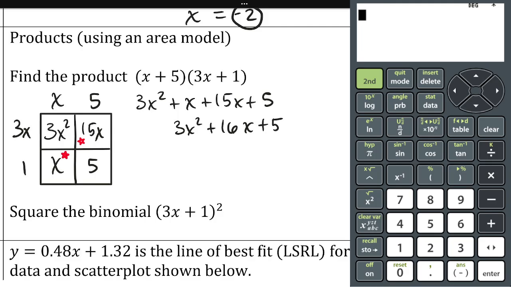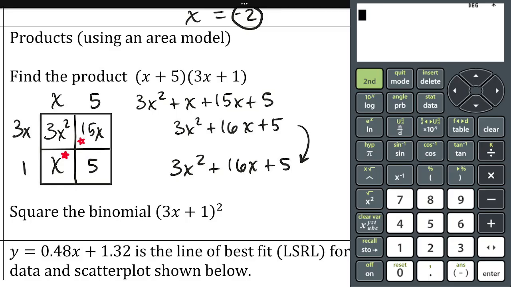So what's my answer? Well, you can see I've got the 3x squared. And then when I add the 1x plus the 15x, I've got plus 16x. And then I've got the plus 5. So again, the exact same answer. Keep looking at this, think about this, and ask yourself, how can I do this without using a generic area model? That's a good goal.